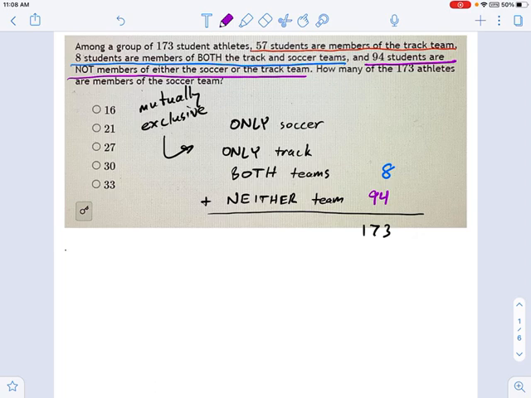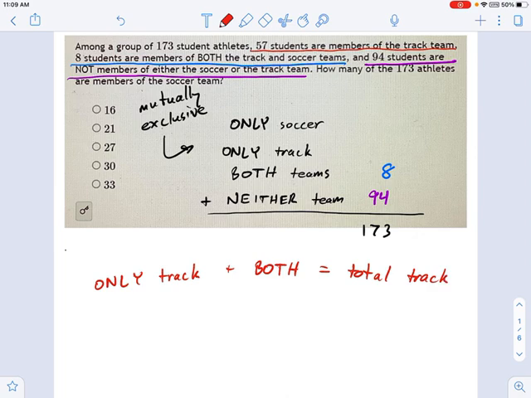Well, you might think you're stuck at this point, but we're not. Let's take a look at that 57 students, members of the track team, again. I've got 57 track team members, and there are 8 students who run on both teams. So try this on. Only track plus the number of students who run both equals the total number of people on the track team, right?